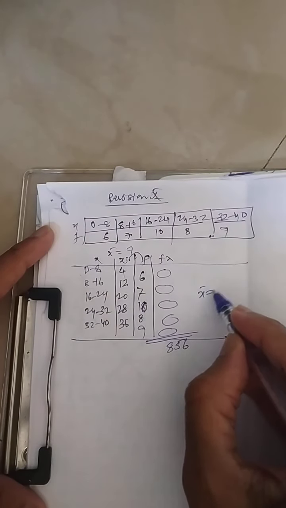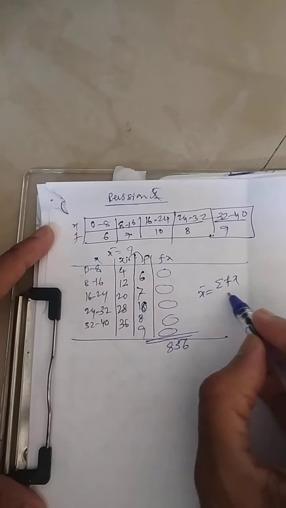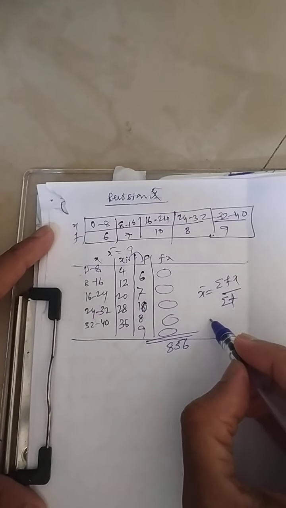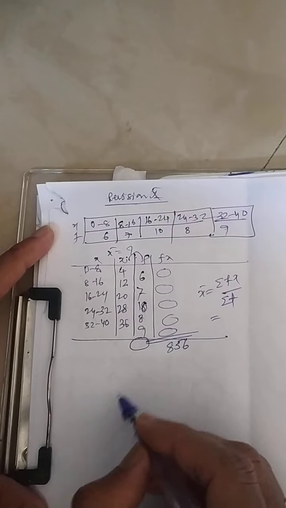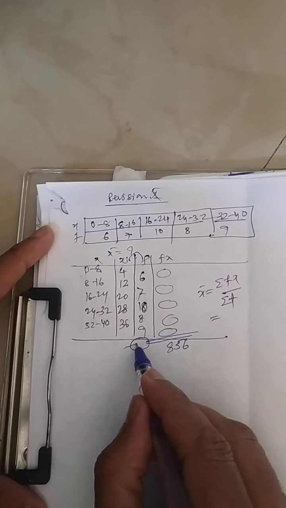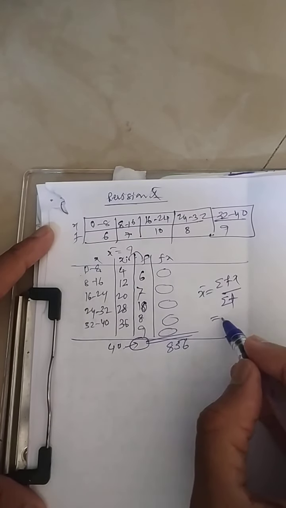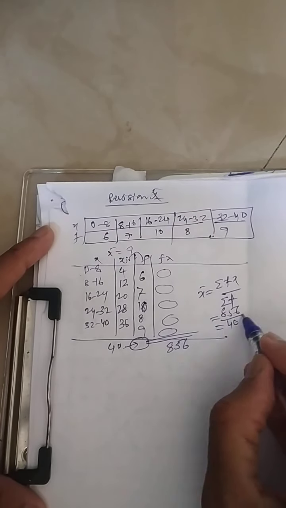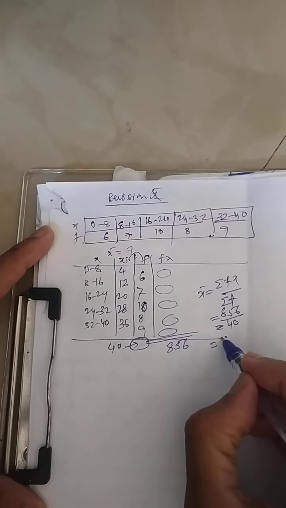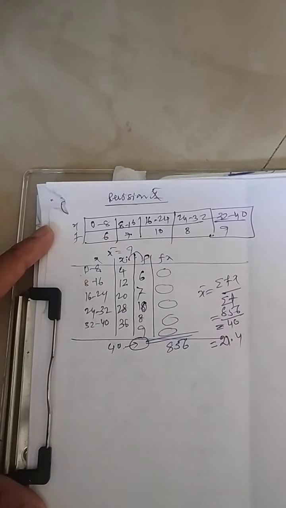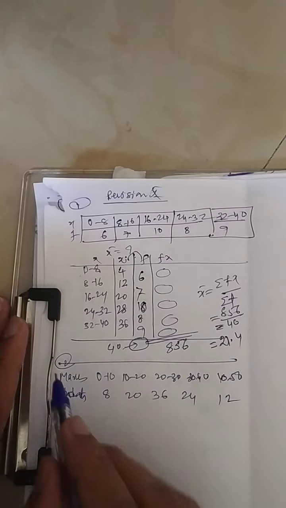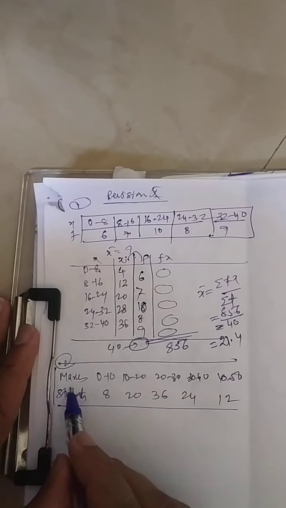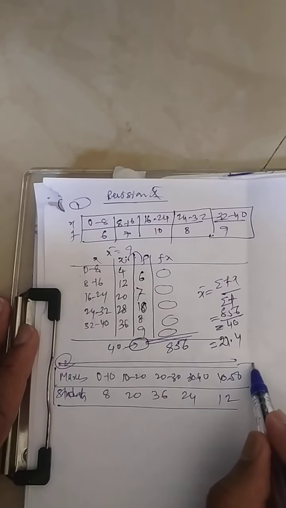Therefore mean is given by summation of fx upon summation of f. Summation of f means this frequency column. This you are getting as 40. So if you simplify, putting the value 856 by 40, you can get the answer as 21.4. See the next question to recall how to find out the median.